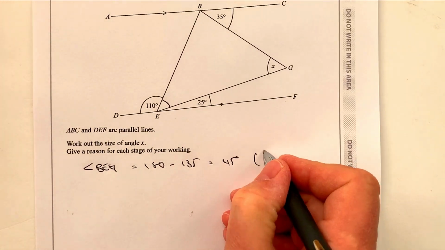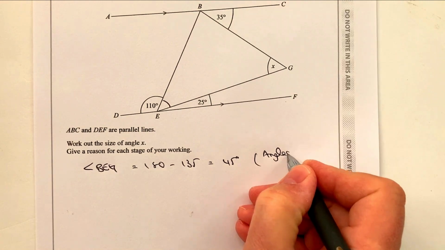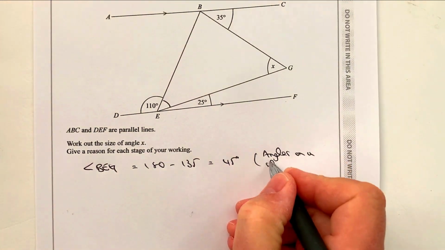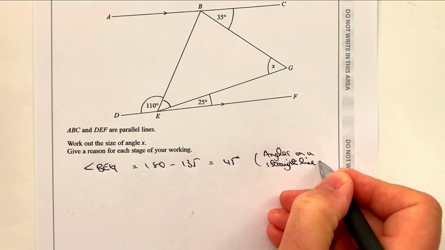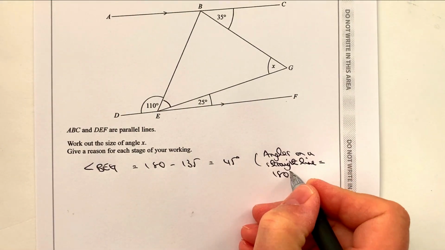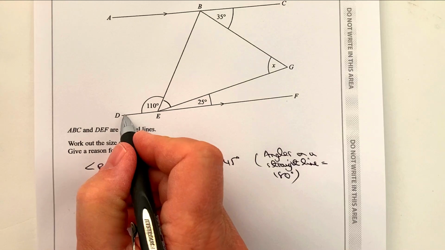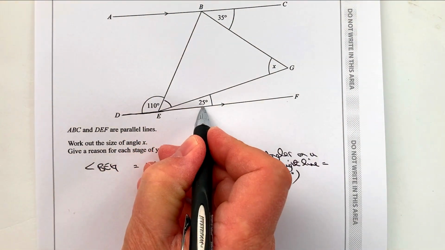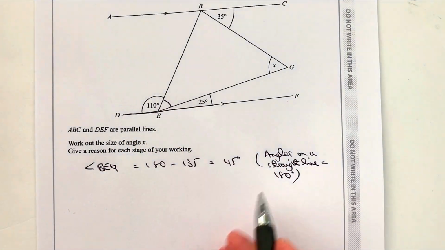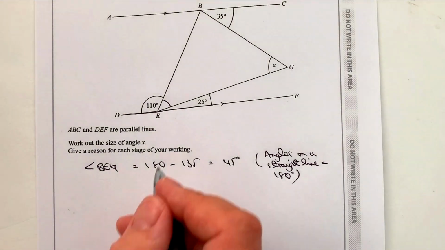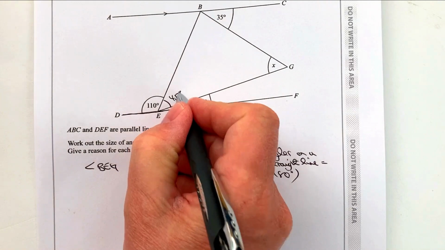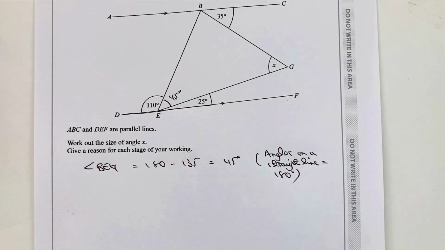And that's because angles on a straight line equal 180 degrees. Okay, so hopefully you can see there's a straight line along here. Okay, all the angles will add up to 180 degrees, so therefore it means that BEG, which is this one here, is 45 degrees. Okay, hopefully that's all right for you.